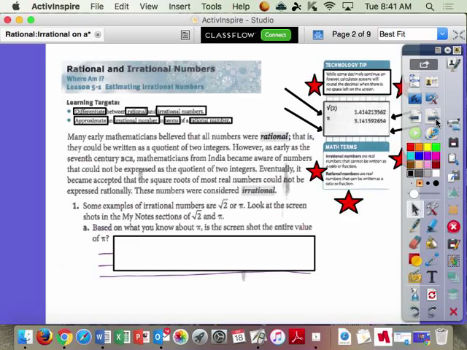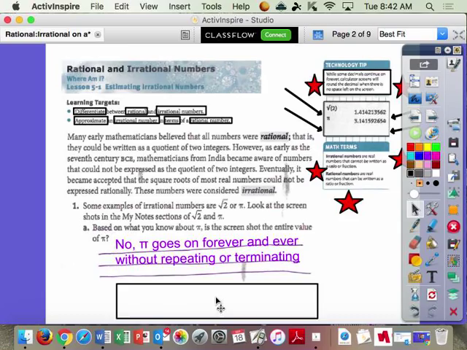So what I want you to do is, it says right here, the square root of 2 is this number, right? If I put it in my calculator, that's what I'm going to get. But again, your calculator stops, right? It's only so big. It can only show you so many numbers. So is that the entire value of pi? You should know that pi goes on and on forever. No, pi goes on forever without repeating or terminating.